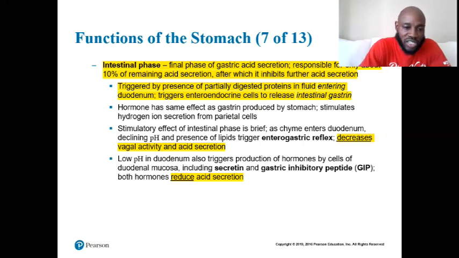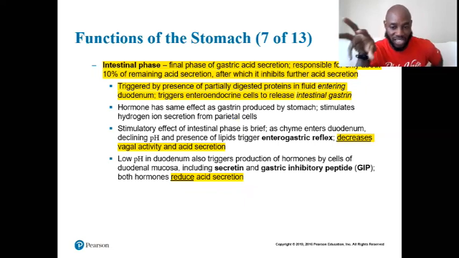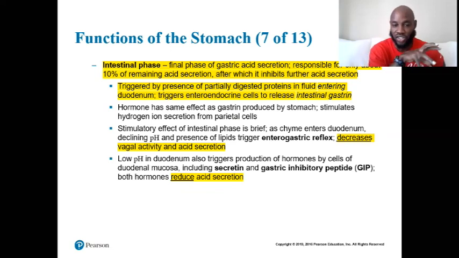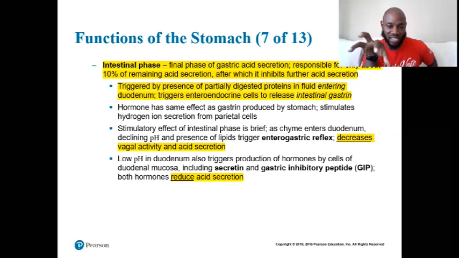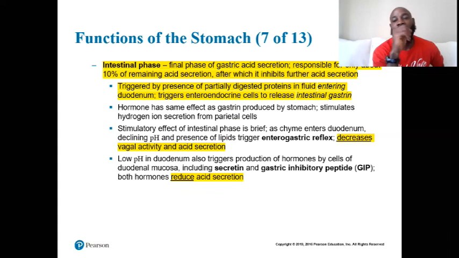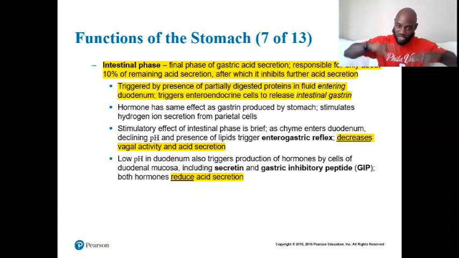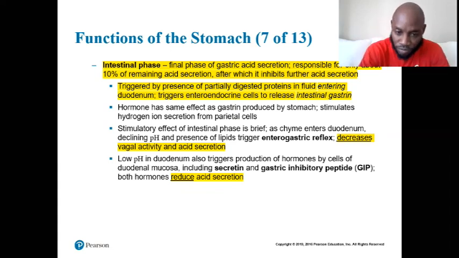As chyme enters your duodenum, declining pH and presence of lipids trigger enterogastric reflex, which decreases your vagal activity and acid secretion. So we don't want this area to be as acidic as it is in your stomach. So as the pH declines and also the presence of lipids, remember fat, lipids, enter your intestines, we have this enterogastric reflex, which causes the decrease in this acid secretion.